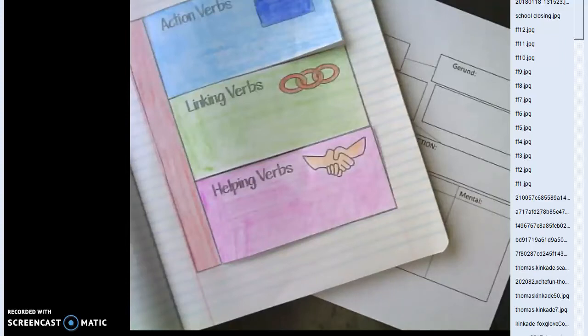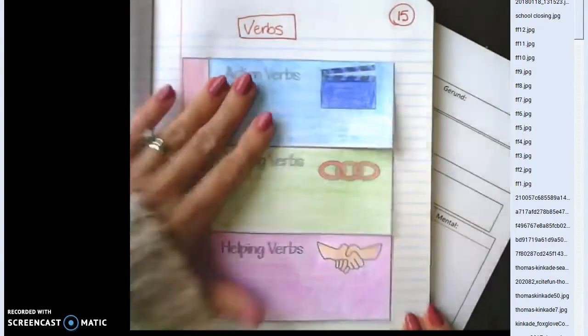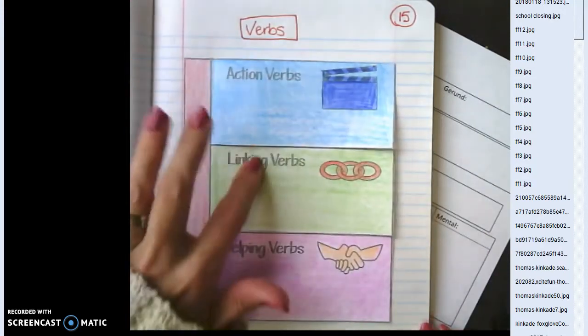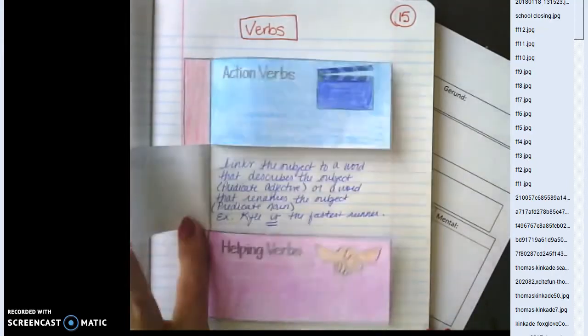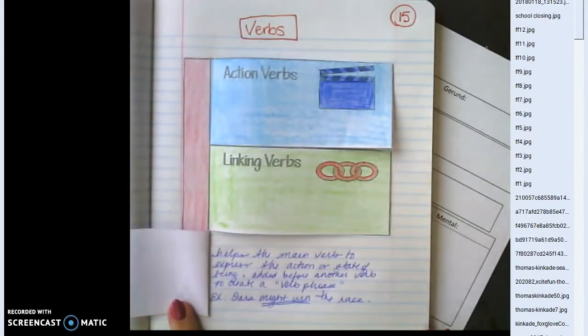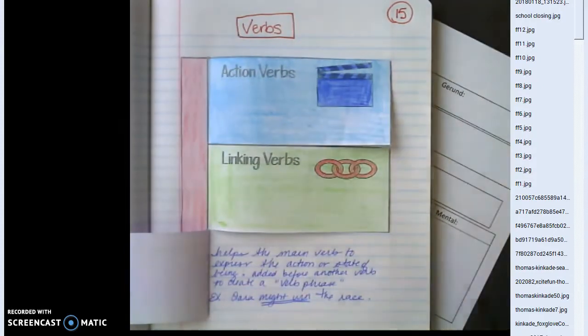Alright guys, today is Monday, January 22nd, and this is what you worked on today in class. Page 15 of the Order of the Phoenix, verbs, action verbs. You put the definition and an example sentence underneath. Linking verbs, same thing. And helping verbs, same thing. So we're going to go through those definitions again if you were absent today.